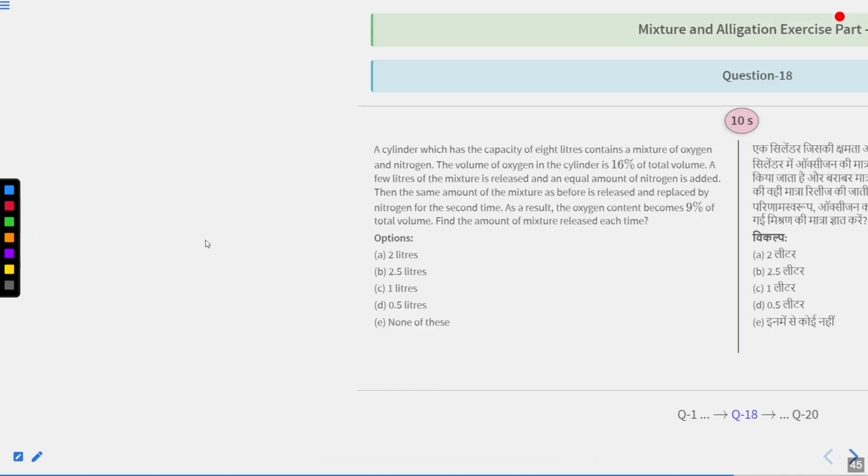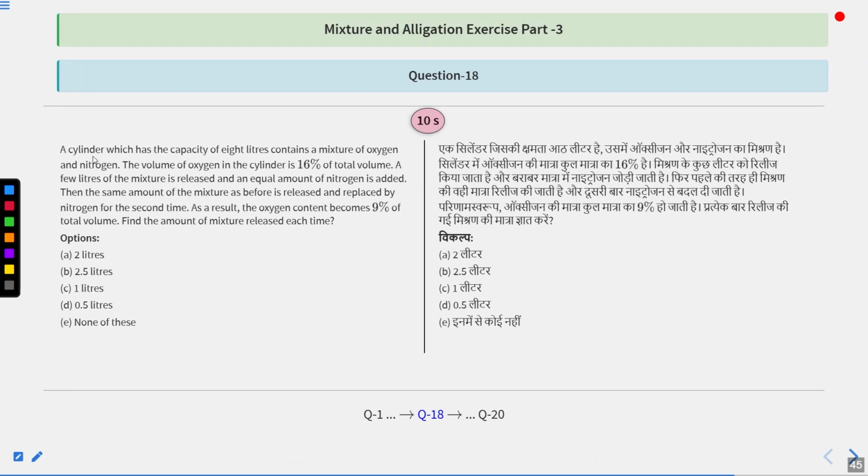Clear? Next one. A cylinder which has the capacity of 8 liter contains a mixture of oxygen and nitrogen. The volume of oxygen in the cylinder is 16% of the total volume. A few liter of the mixture is released and an equal amount of nitrogen is added. Then the same amount of mixture as before is released and replaced by nitrogen for the second time. As a result, the oxygen content becomes 9% of the total volume. Find the amount of the mixture released each time.